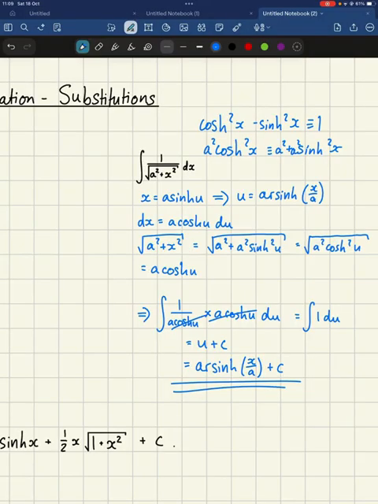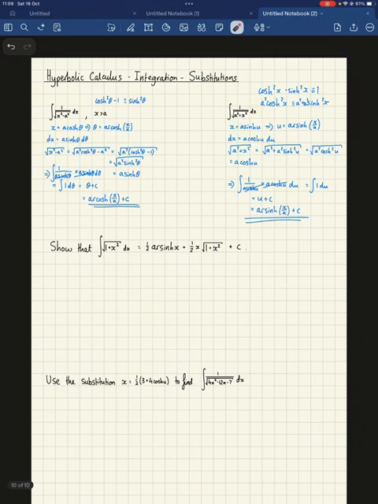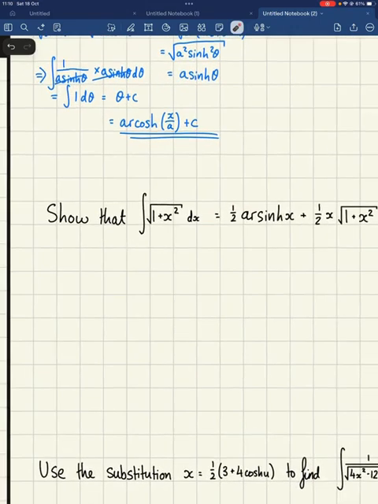So our integral is arsinh of x over a plus c, which is this one over here. The integral of 1 over root a squared plus x squared, what we had over here. So we can prove these results. So now, let's try this integral over here.